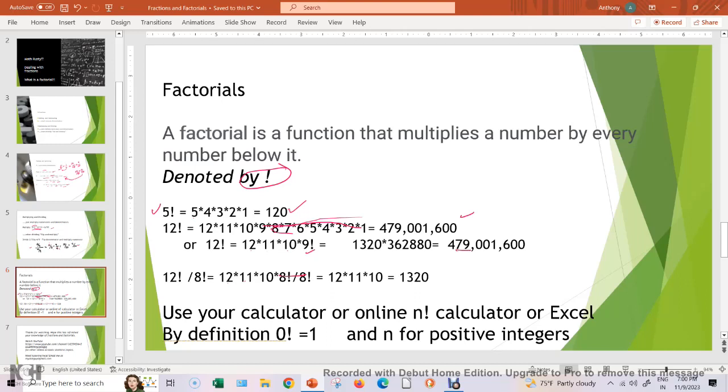Now, by all means, if you have an online calculator, use it. You have a calculator on your computer. They all have symbols like this, n factorial. That exclamation point means factorial. One other thing to remember, you can use Excel too. By definition, 0 factorial equals 1, and factorials are only good for non-negative integers. N must be greater than or equal to 0.